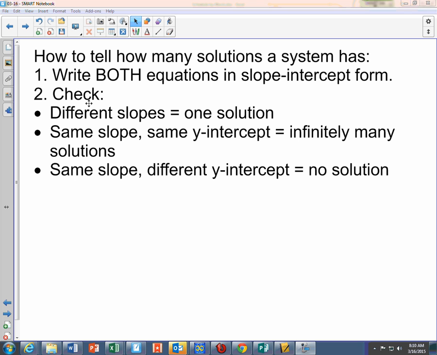And you're going to check if they have different slopes. The only possible thing they can have is one solution. Everybody follow that? Different slopes equals one solution. But if they have the same slope, you've got to check the y-intercepts. So if they have same slope, same y-intercept, they have infinitely many solutions. If they have same slope, different y-intercept, they have no solution.